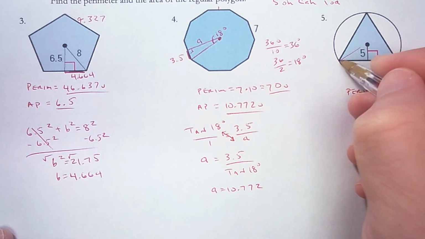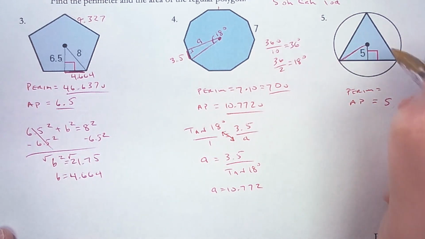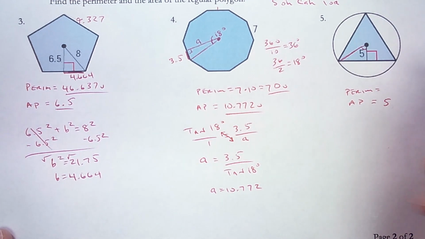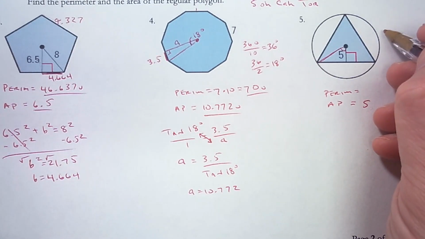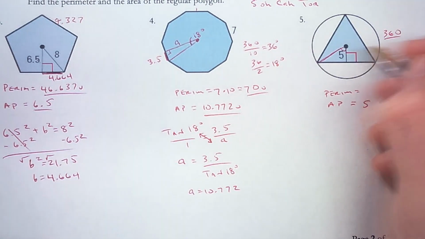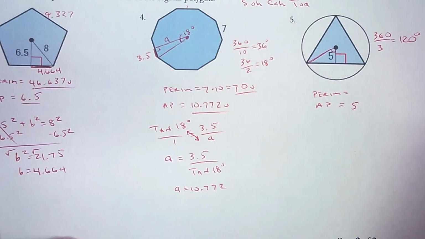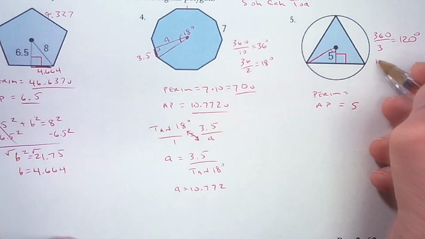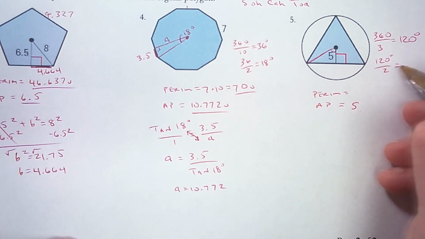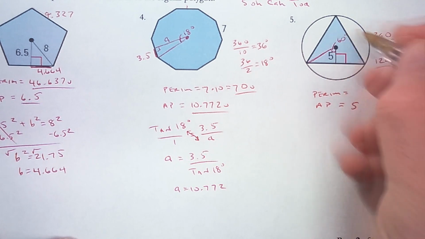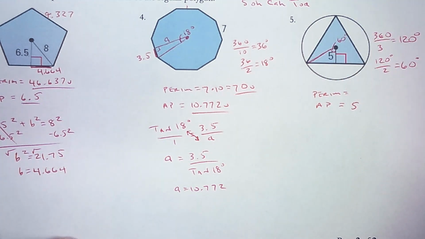Okay, so I will make a half central angle here and find this angle, this half central angle. So I've got 360 divided by 3 because it's a triangle. So a central angle is 120 degrees. So I'll do 120 divided by 2 to get a half central angle, and that is 60 degrees.